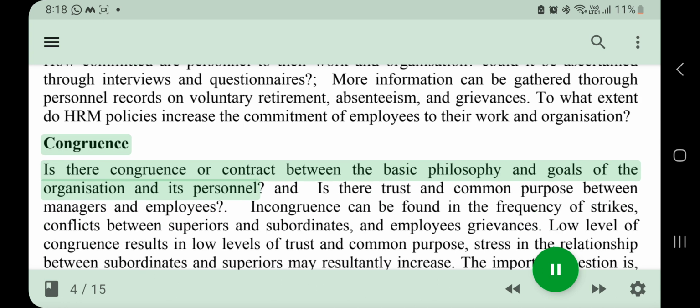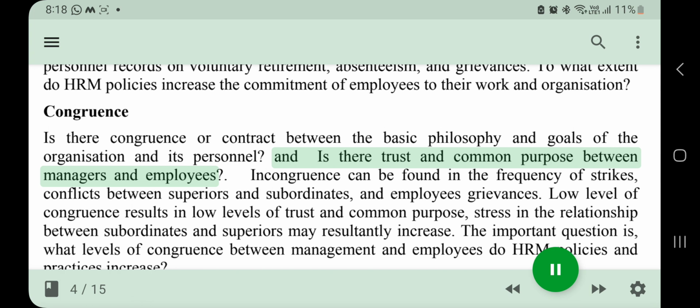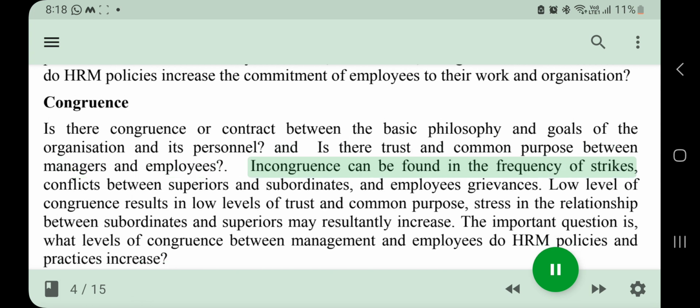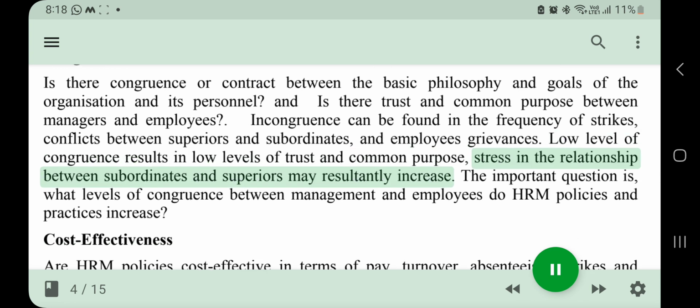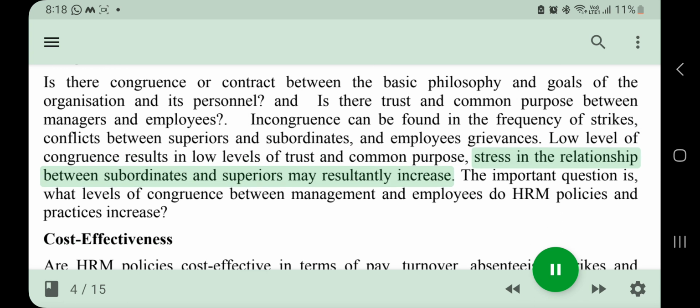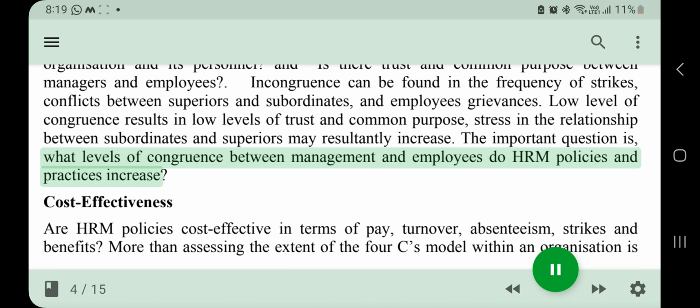Congruence. Is there congruence or contract between the basic philosophy and goals of the organization and its personnel? And is there trust and common purpose between managers and employees? Incongruence can be found in the frequency of strikes, conflicts between superiors and subordinates, and employees' grievances. Low level of congruence results in low levels of trust and common purpose. Stress in the relationship between subordinates and superiors may resultantly increase. The important question is, what levels of congruence between management and employees do HRM policies and practices increase?